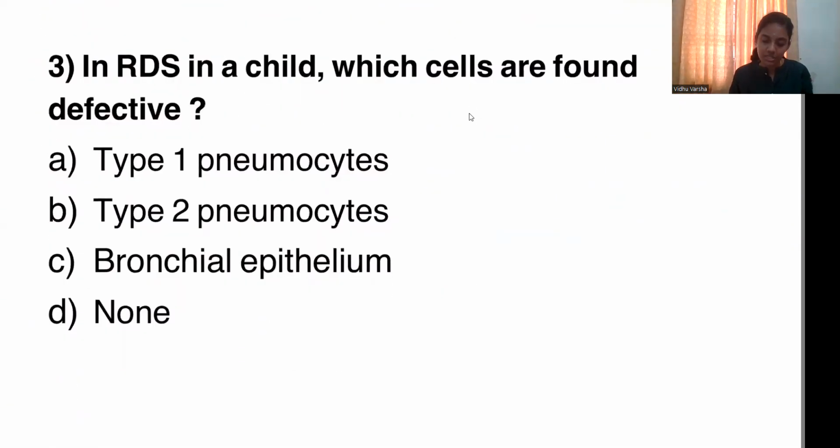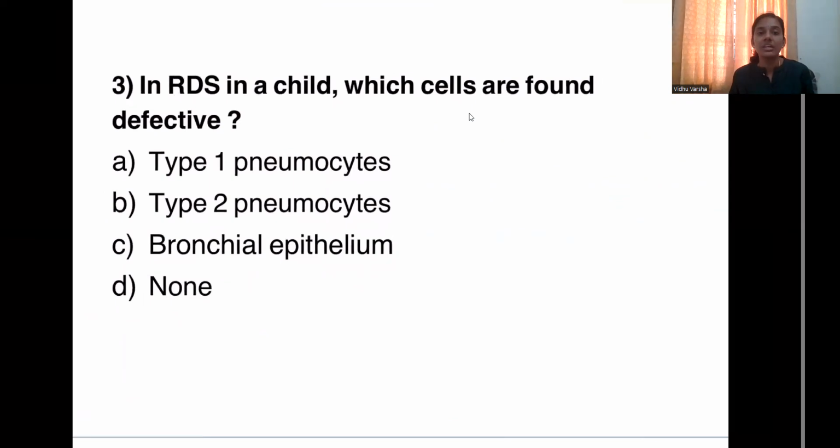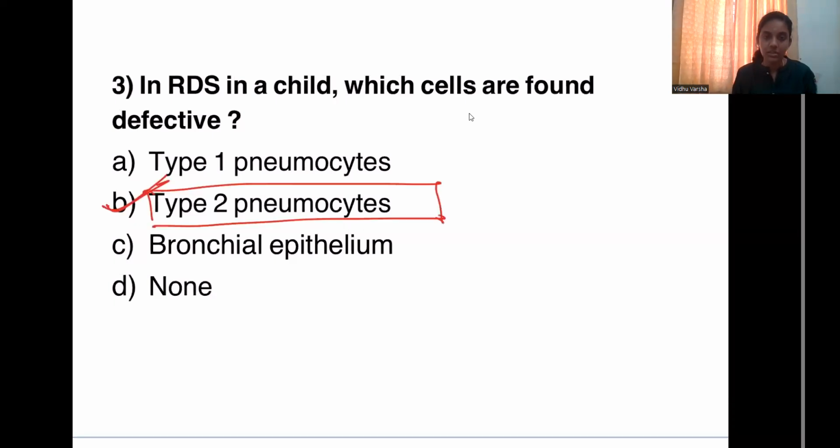Going on to our third question. This is also regarding respiratory distress syndrome. In a respiratory distress syndrome child, which cells are found to be defective? Which cell will produce your surfactant? It is your type 2 pneumocytes. So which cell will be defective? It is your type 2 pneumocytes. So the answer will be type 2 pneumocytes.